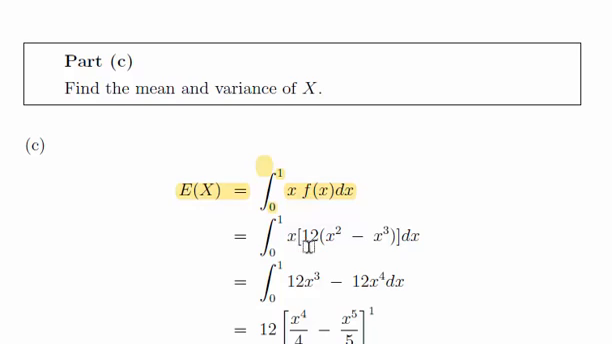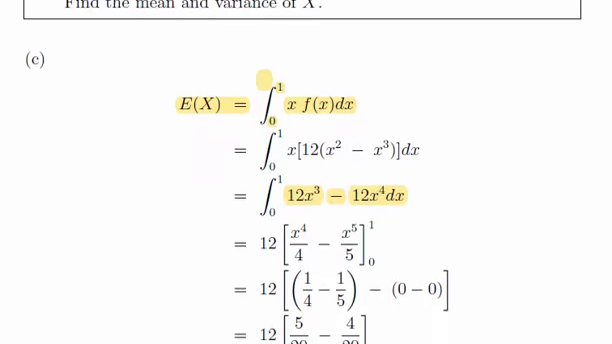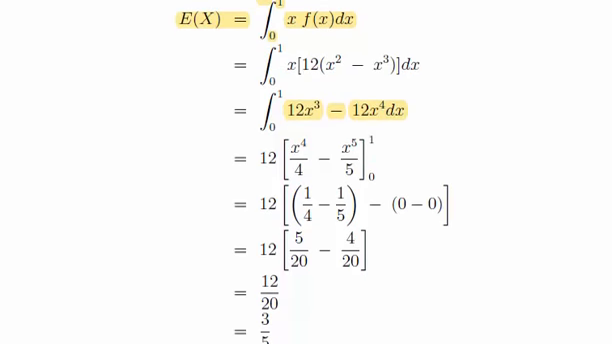So x times 12 x squared minus x cubed, and when you simplify that expression, let's scroll up a bit, you get 12x cubed minus 12x to the power of 4. Let's just move the 12 out to the side for a second. When we integrate x cubed, we get x to the power of 4 over 4. When we integrate x to the power of 4, we get x to the power of 5 over 5. It's a definite integral between 0 and 1. When we evaluate it at 1, we get 1 over 4 minus 1 over 5. When we evaluate it at 0, it's 0 minus 0, so we can ignore that.